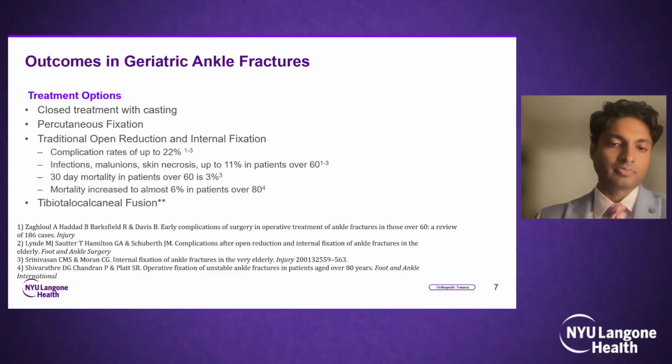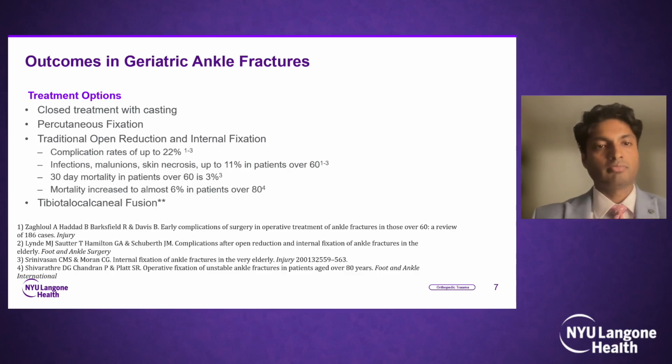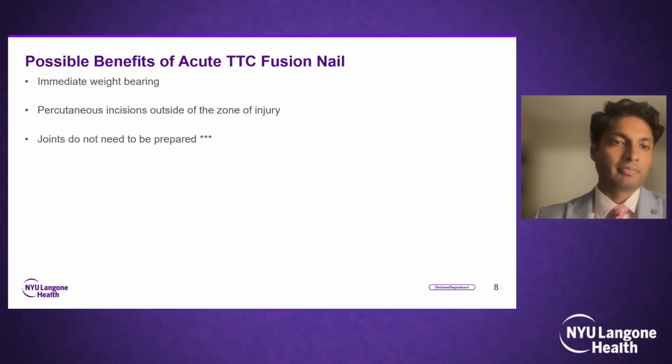And you may need to supplement with casting on top of this to make sure your reduction is going to hold. Now, with traditional open reduction and internal fixation in geriatric patients, you can have complication rates up to 22%. These include infections, malunions, and skin necrosis. As patients get older, above the age of 60, complication rates can increase exponentially. And you have to realize that even though ankle fractures may not be as severe as a hip fracture, there's still a pretty significant mortality rate, especially in patients above age 60, and it can be even higher above age 80.